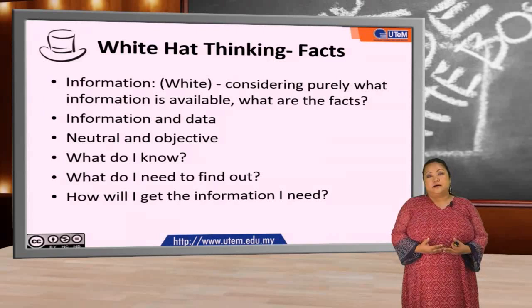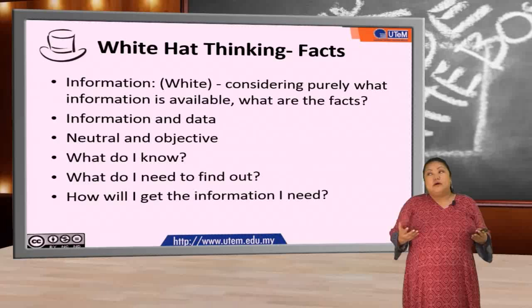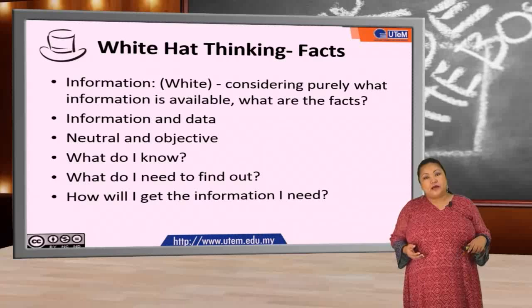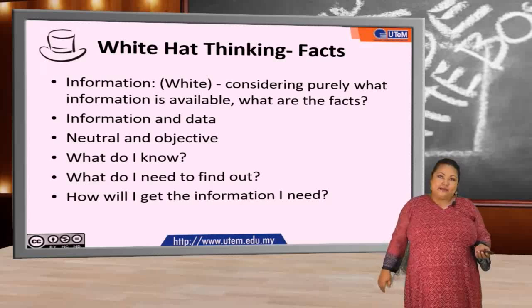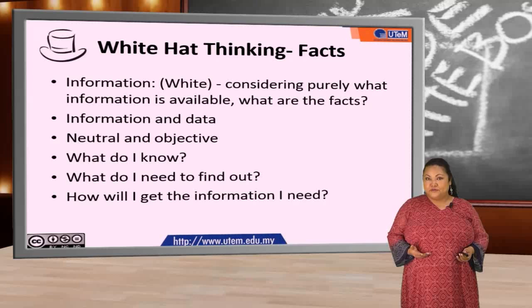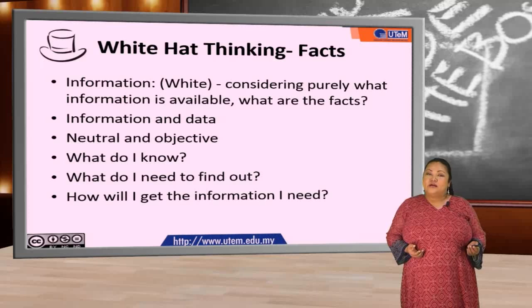So this thinking hat collects information, it collects data. It is neutral and objective. That means you are not supposed to pass judgment at this point. You're just collecting. Like I said earlier, what do you know? What do you need to find out? How are you going to find out all this other information? That's under the white hat. How do I remember that? White is like paper, and you write your information on paper, don't you? So white, paper, facts. That's how I remember anyway. You can create another way for you to remember what hat does what.